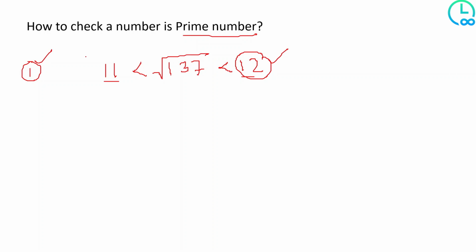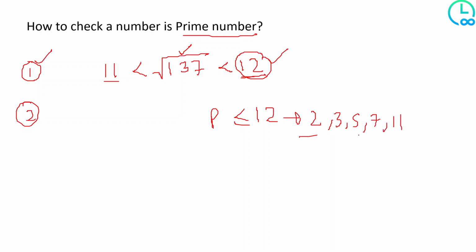You need to find the approximate square root of the given number and then take the higher value, that is 12. Second step: write all the prime numbers that are below 12 or the number itself. Suppose this number was 17, we would include 17 also because that is a prime number. So those prime numbers will be 2, 3, 5, 7 and 11. These are the prime numbers.